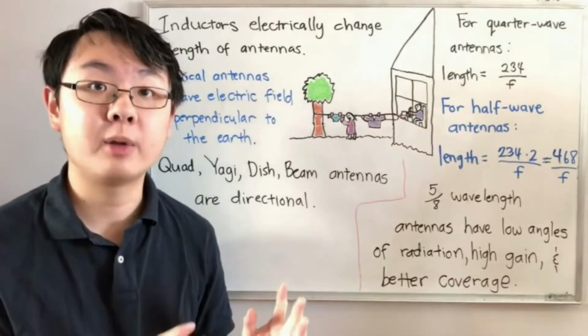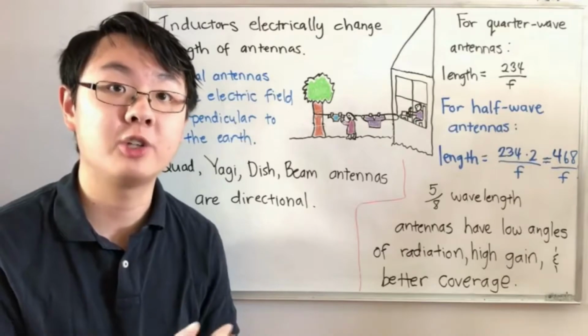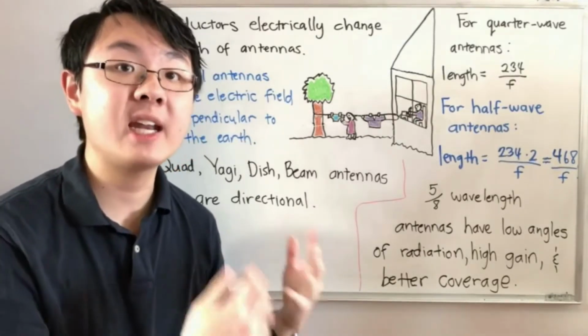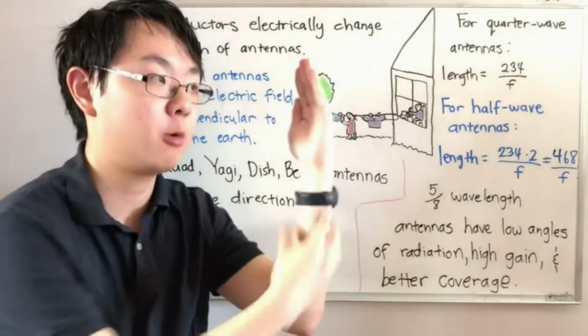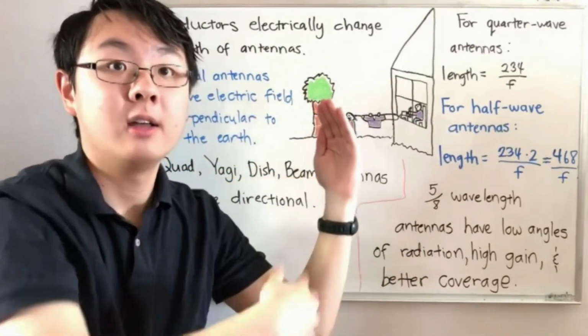The reason for this is that when you do this, it provides the most uniform radiation pattern, which is good. What this means is that it radiates radio waves equally in all directions. So if this is the antenna, it will radiate equally in all directions. Uniform radiation pattern is what we call it.